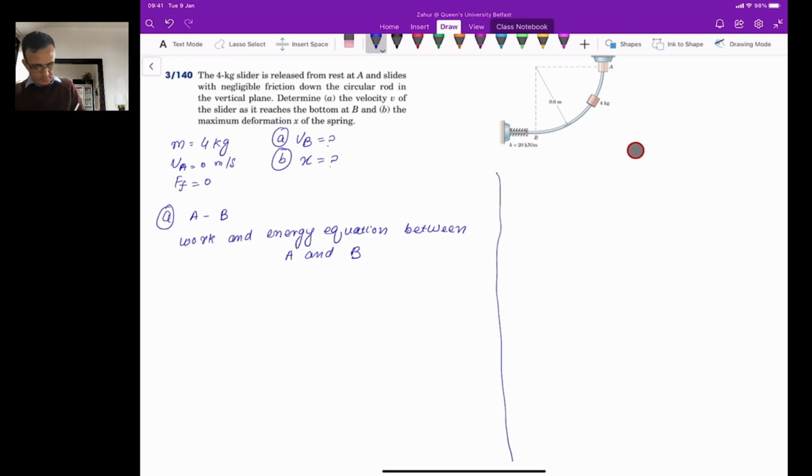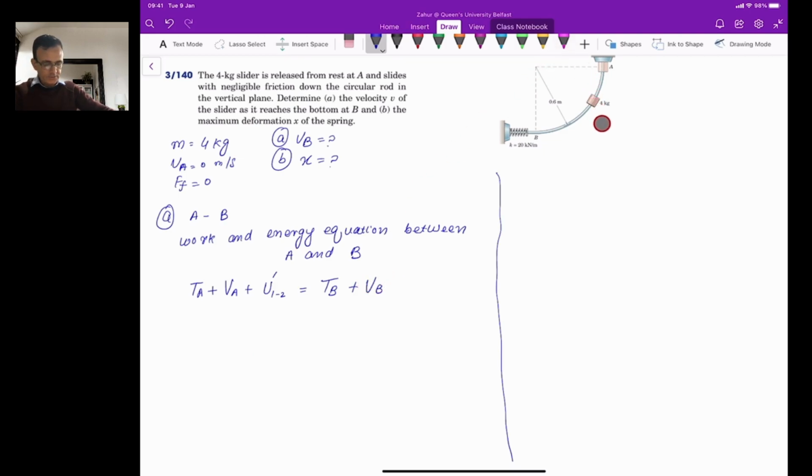The first location is A, so we will write kinetic energy at A plus potential energy at A plus work done by all the forces other than gravity and springs, equal to the final kinetic energy, which is TB, and then the final potential energy, which is VB. So T is the kinetic energy and V is the potential energy here.